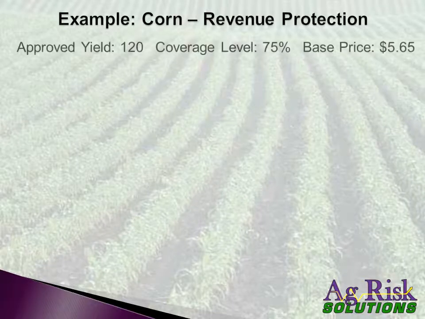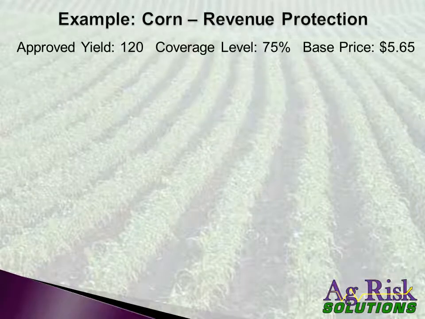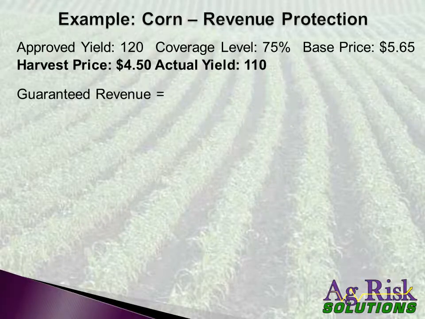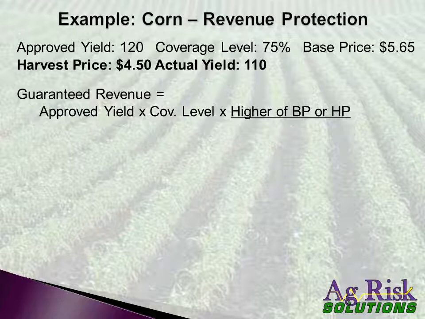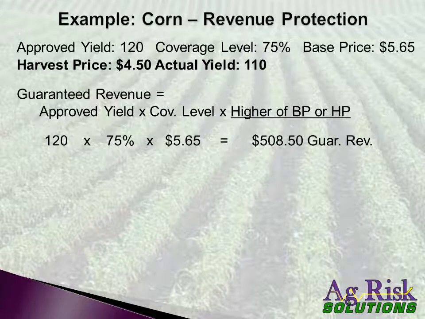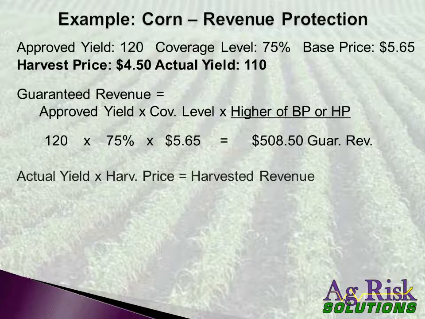So in this example, we're going to look at the same starting point, approved yield of 120, coverage level 75%, and a 5.65 base price. Now we're going to look at a harvest price of 4.50 and an actual yield of 110. So before we looked at a 90 bushel yield, now we're going to look at 110 bushel average yield. So this yield is really just slightly below our approved or our average yield in this situation. Again, our guaranteed revenue, same as the previous example, approved yield times coverage level times higher the base price or the harvest price. That's going to be the same amount, $508.50 guaranteed revenue.